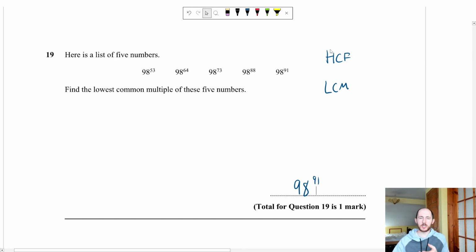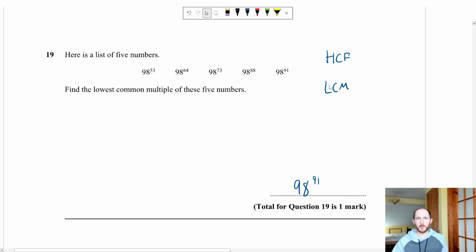Well, with the highest common factor, if I look at this number with the lowest indice, it makes sense that this number here is a factor of all of the others because it's just 98 times itself 53 times. So 98 times itself 64 times obviously appears in the 98 times table, right? I mean, these are just basically the 98 times tables.